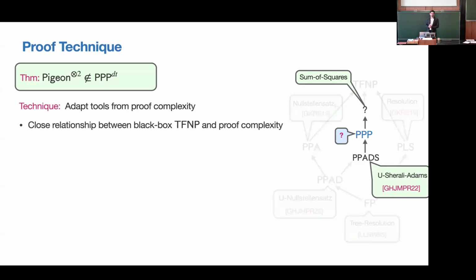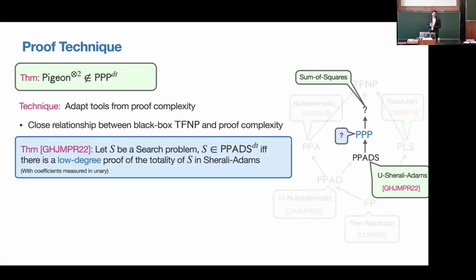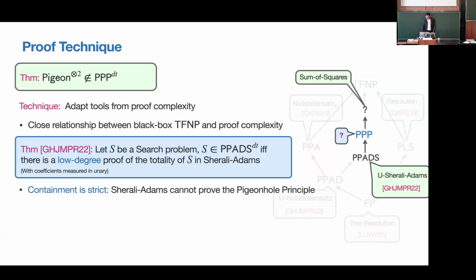So in order to prove our separation, we're going to zoom in on these three. Here at the bottom, we have this class PPADS, which is characterized by the Sherali-Adams proof system in the following sense: a search problem is in this class PPADS if and only if there's a low degree Sherali-Adams proof of the totality of the search problem. Just a caveat that its coefficients can be measured in unary, but it's not super important. And then it's sandwiched above by sum of squares. We know that sum of squares can prove the Pigeonhole Principle. This containment, at least at the bottom, is strict.